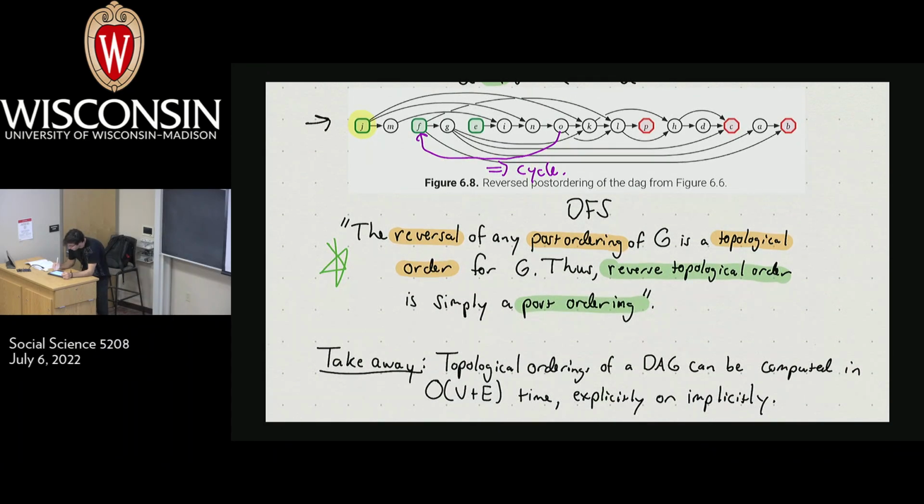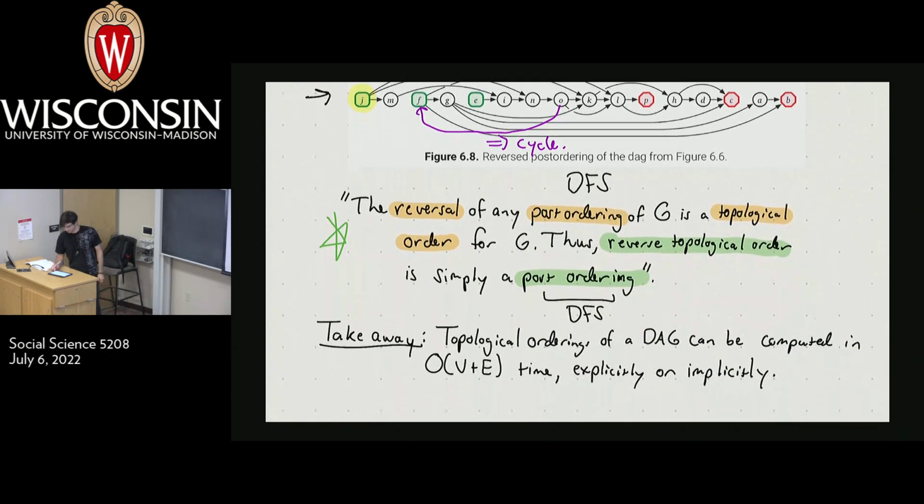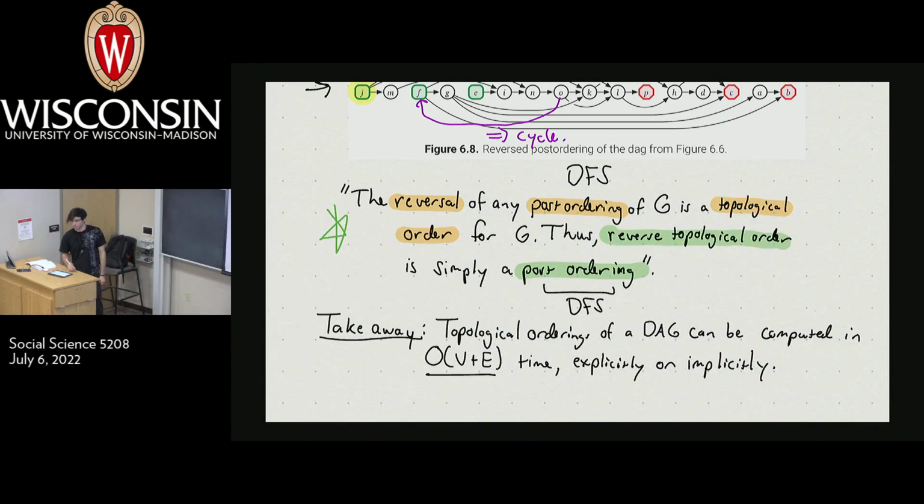So the thing we care about is reverse topological orders, usually. And you can do that with a post-ordering, such as a DFS. So the takeaway here is you can always compute this reverse topological ordering just by using a simple DFS. It's not as complicated as it seems. In particular, you can compute it in linear time, either explicitly or implicitly.